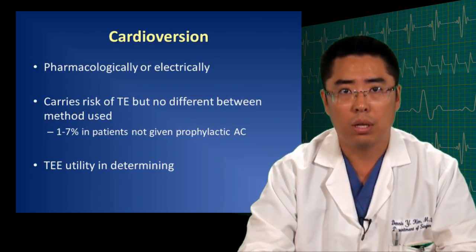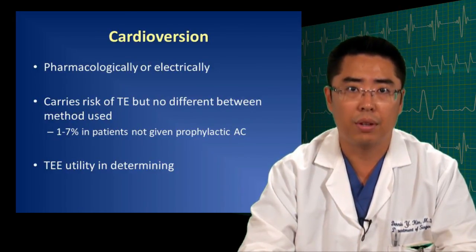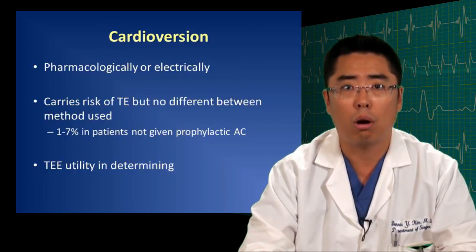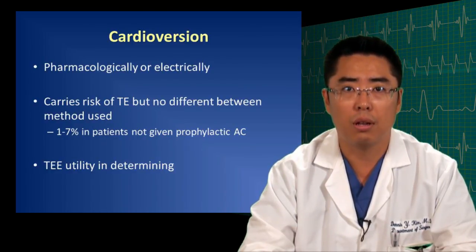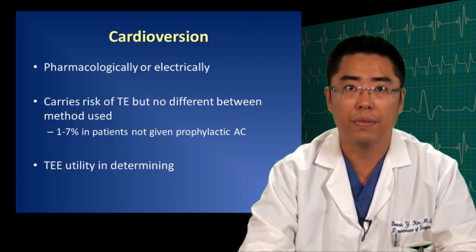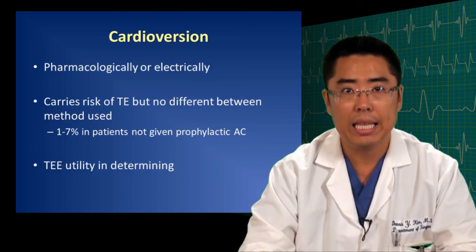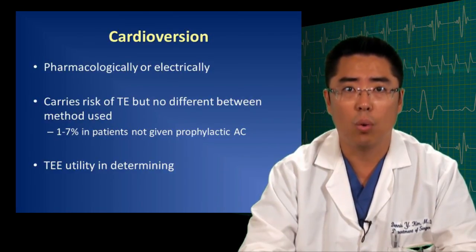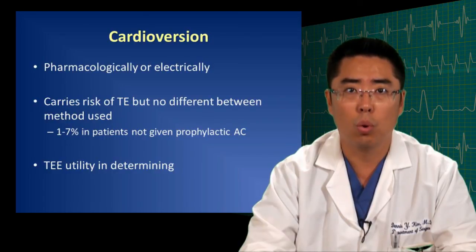Outside of rate control, and especially in patients who document evidence of ischemic heart disease, angina, or heart failure, cardioversion is another therapeutic modality which may be employed. This may be performed either pharmacologically or electrically. Cardioversion, whether pharmacologically or electrically, does carry a small but significant risk of thromboembolism. The data behind this is sparse, but approximately 1 to 7% of patients not given prophylactic anticoagulation may develop a stroke once cardioverted.